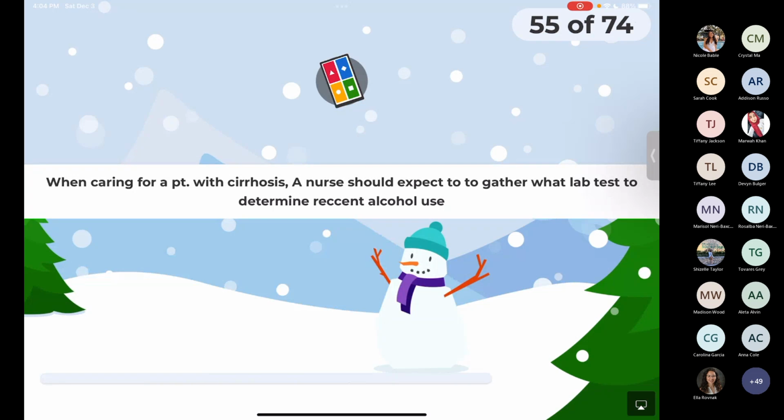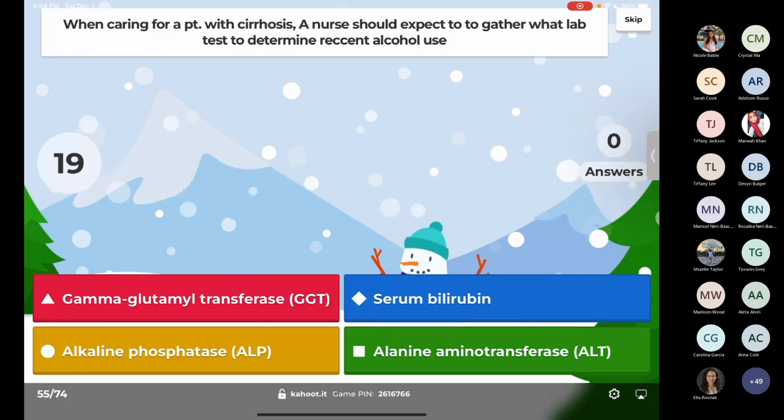When caring for a patient with cirrhosis, a nurse should expect to gather what lab test to determine recent alcohol use?